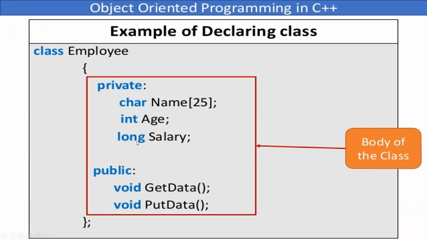Private के अंदर आप देखो सिर्फ variables को declare किया है. Now we will not use the term variables here. We'll use the term data members. So what are the data members of my class? Name, which is an array, age, which is int, and salary, which is of data type long. और पब्लिक में मेरे दो functions हैं, getdata, putdata.